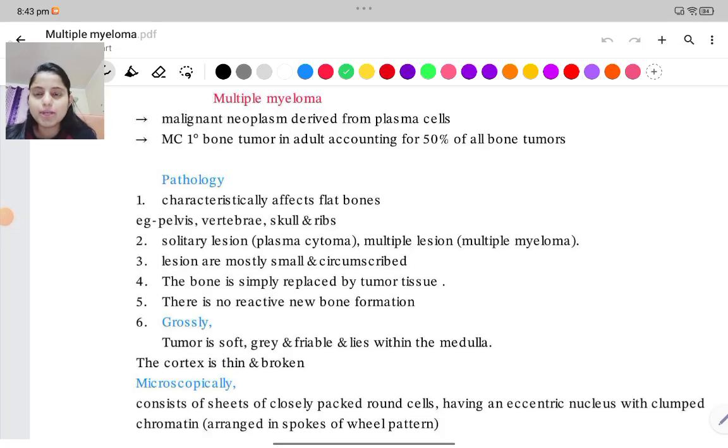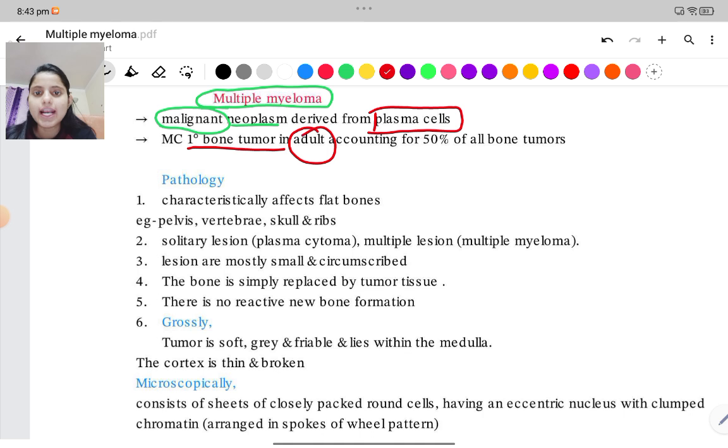Let's study multiple myeloma. Multiple myeloma is the malignant neoplasm which is derived from the plasma cells. This is the most common primary bone tumor in the adult, accounting for 50% of all bone tumors. On pathology, it characteristically affects the flat bones like the pelvis, vertebra, skull, and the ribs.